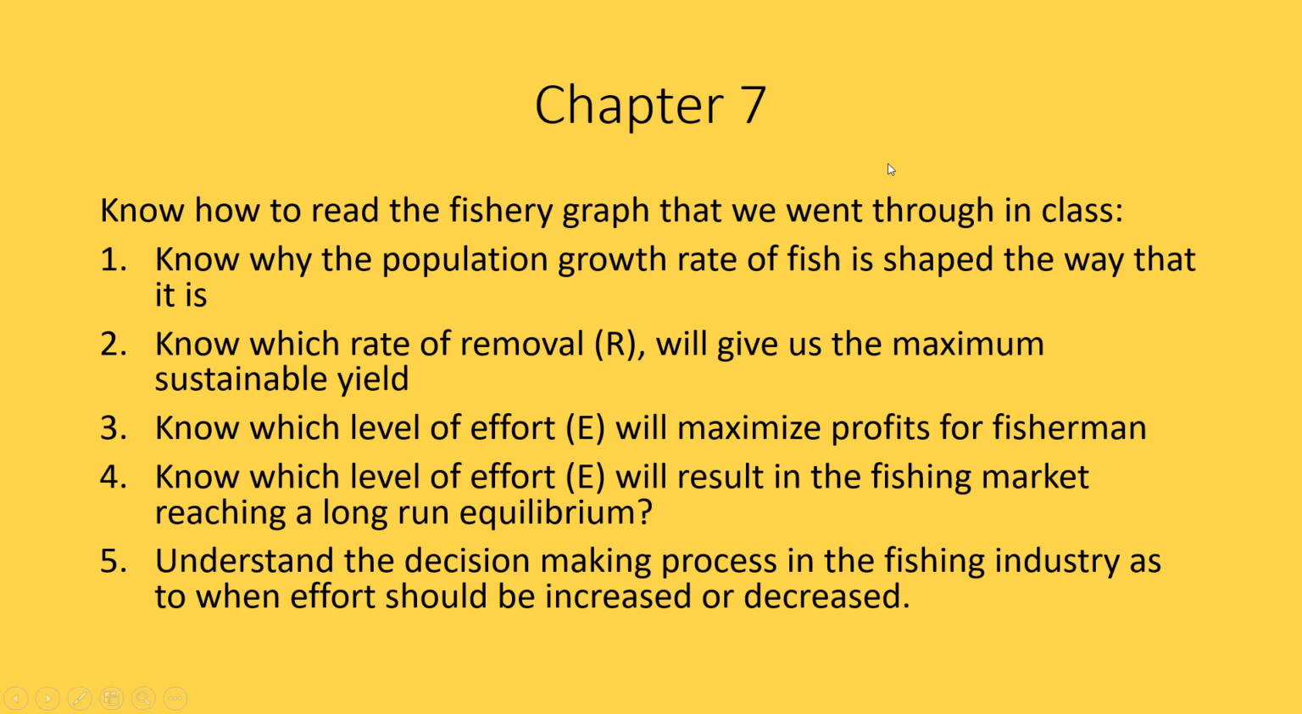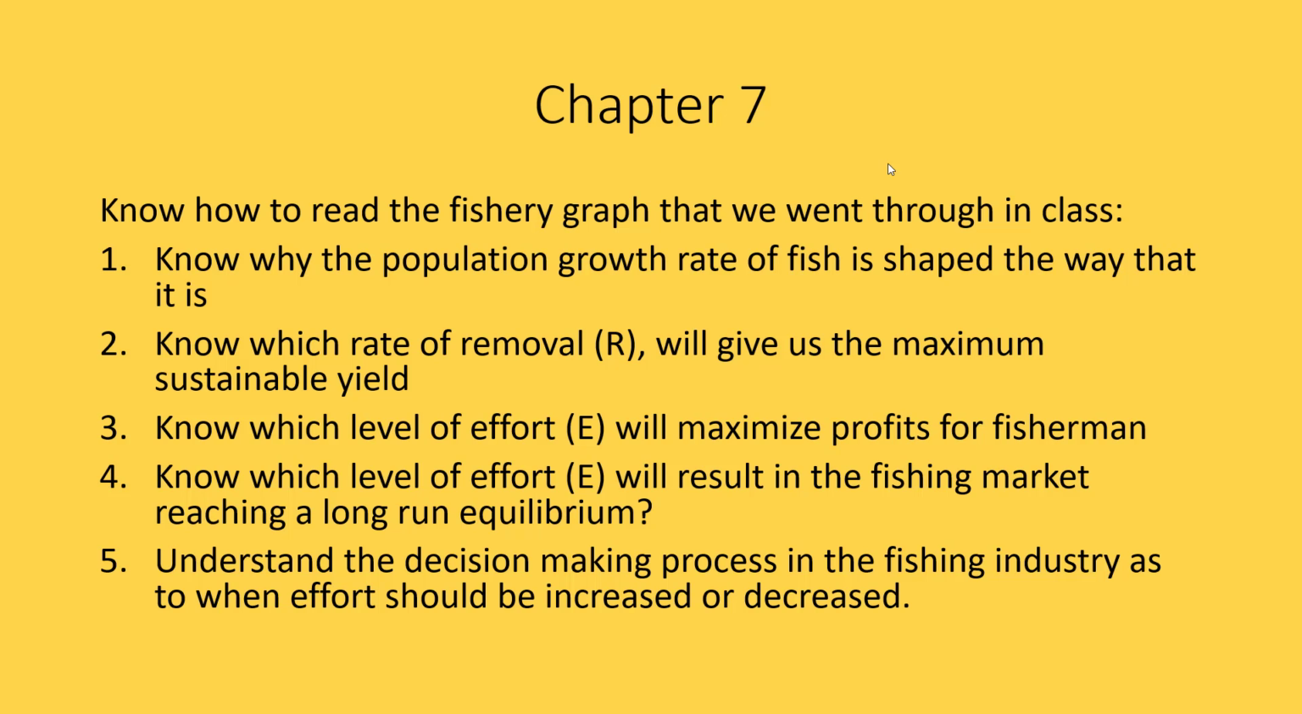All right, moving forward in Chapter 7, know how to read the fishery graph that we went through in class, right? Please make sure you know why the population growth rate is shaped the way that it is. Remember that at small amounts of fish, population growth is small, because even though there's plenty of food and space, the amount of potential mates is scarce. At medium levels of fish population, the growth rate tends to be higher because there's plenty of food and space still. There's also plenty of fish to mate with.